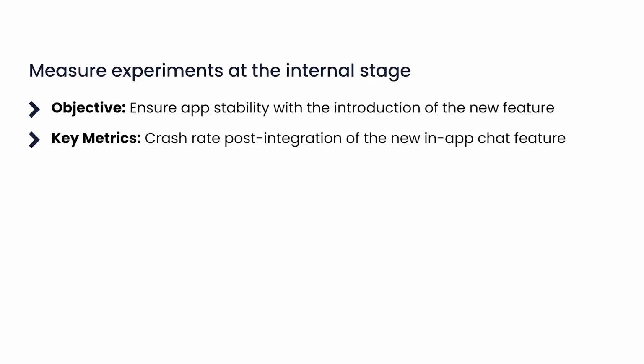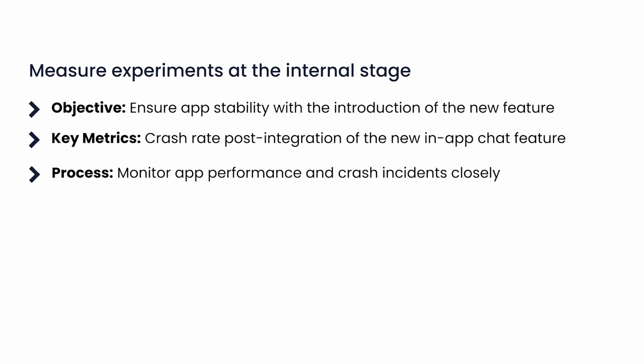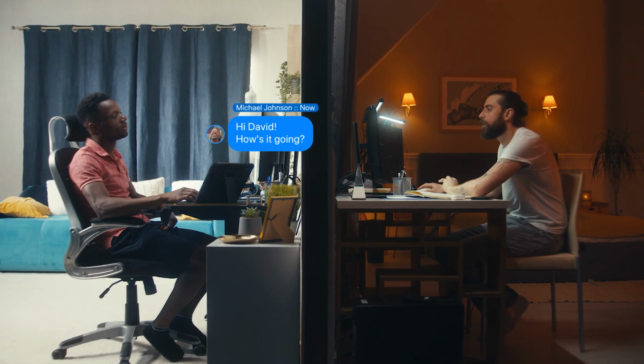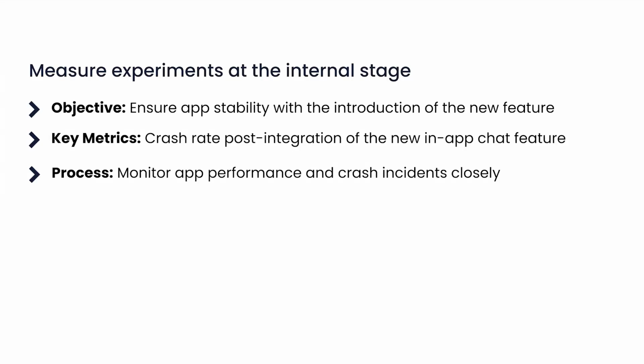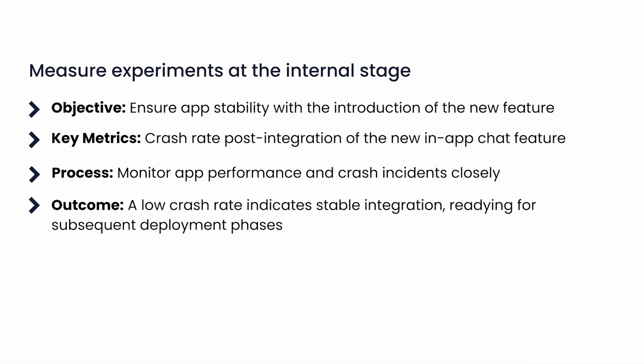Now, in the internal testing phase, our primary concern is the app stability. Consider an example where your team introduces a new in-app chat feature. At this stage, you'd closely monitor the crash rate. A low crash rate in response to the introduction of the chat feature suggests a stable integration, paving the way for the next phase of development.